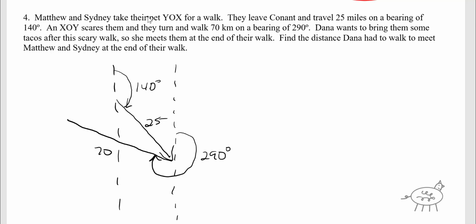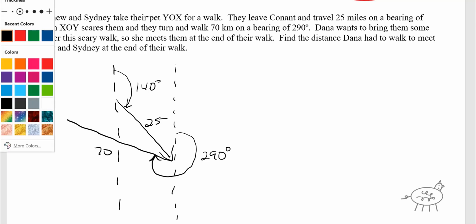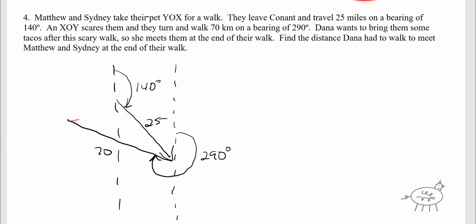Wow. All right, Dana. Good old Dana. Dana wants to bring them some tacos after this scary walk. So she meets them at the end of their walk. Find the distance Dana had to walk to meet Matthew and Sydney at the end of their walk. So she's at Conant, okay? I'm not trying to be tricky here. So this is really what I'm looking for. If I draw this, I'm looking for this, because Dana is at Conant. I'm looking for that distance here.